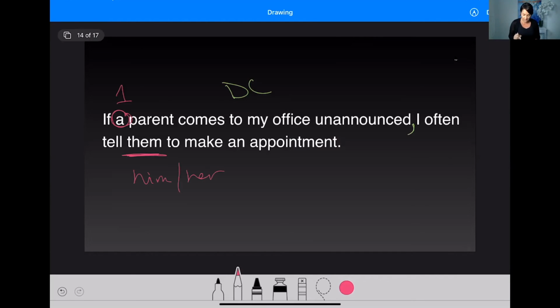No, the best thing to do there would be to change the subject. That would fix it. If parents, sorry about that, don't know how to spell today. Parents, if parents come to my office unannounced, I often tell them to make an appointment.